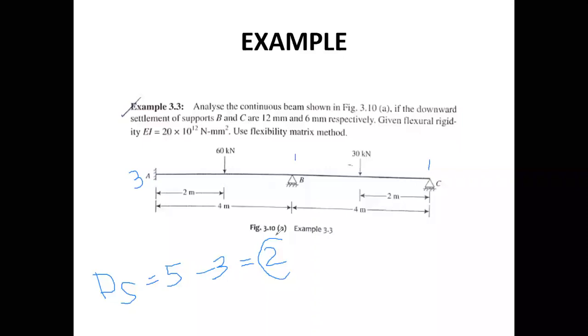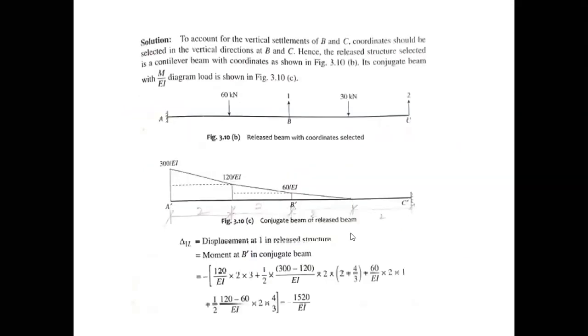So we'll start. Here we have selected B and C as the 2 coordinates. Coordinate direction 1 will be B and coordinate number 2 will be C. So the second step is we will draw the moment diagram and proceed to its M upon EI diagram.